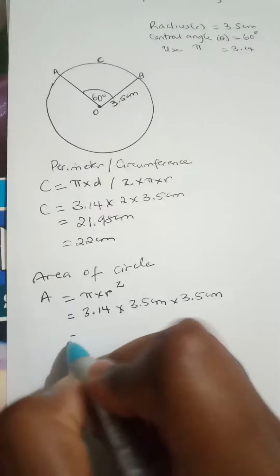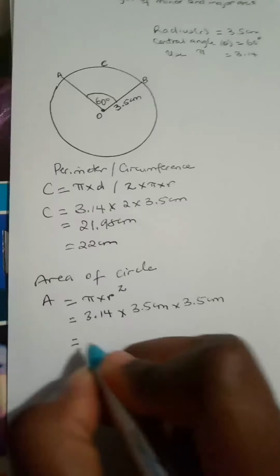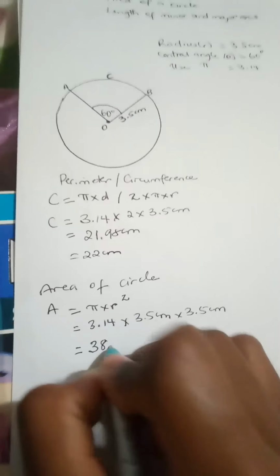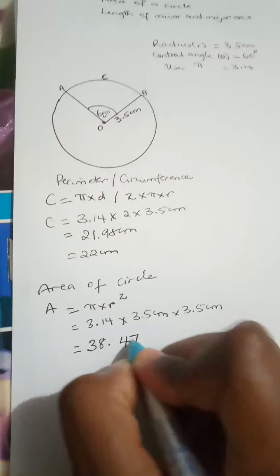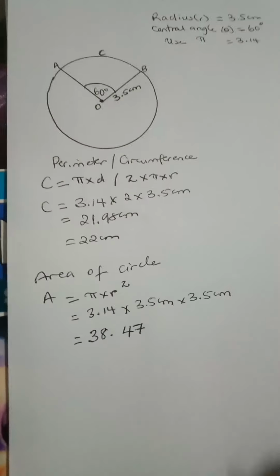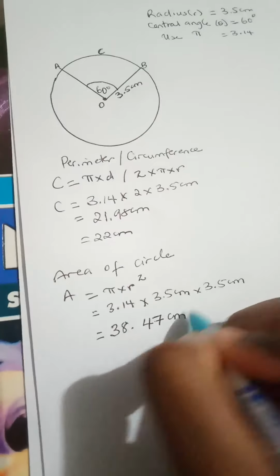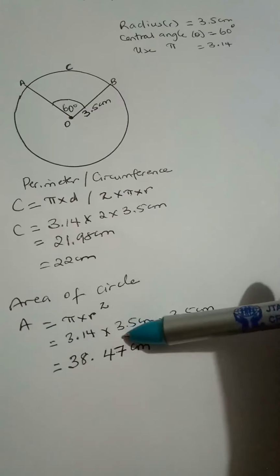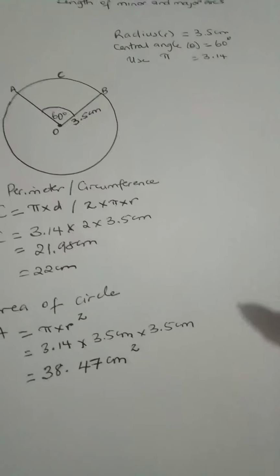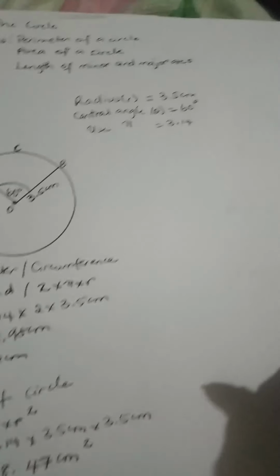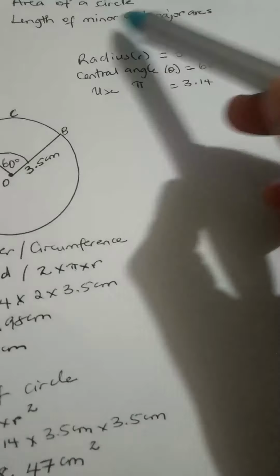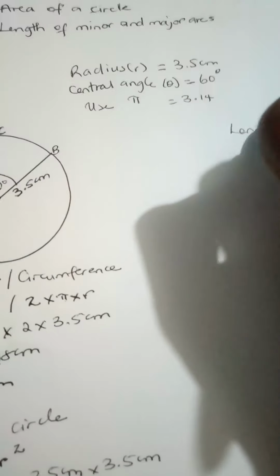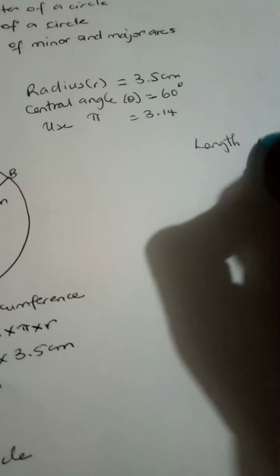Alright, so we're going to round our answer to 2 decimal places. So our answer would be 38.47, and that is centimeters squared. Alright, so we found the perimeter and the area of the circle. Now we're going to look at finding the length of the minor and major arc.